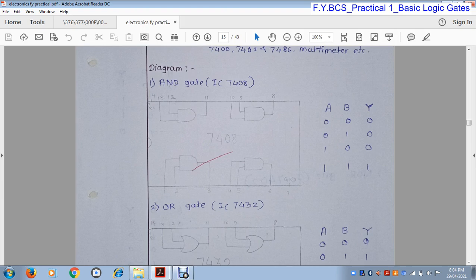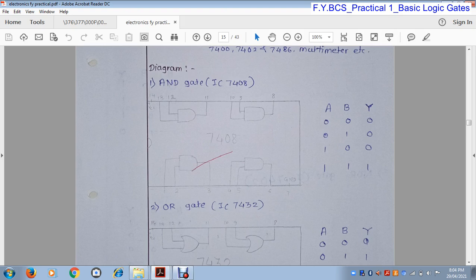Out of these 14 pins, pin number 7 is ground and pin number 14 is VCC. VCC means supply voltage. So we provide the supply to this IC at pin number 14, and pin number 7 is ground. This IC contains 4 AND gates: AND gate 1, AND gate 2, AND gate 3 and AND gate 4.